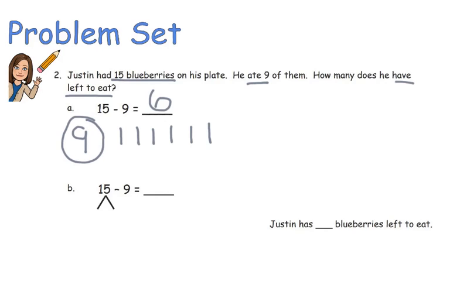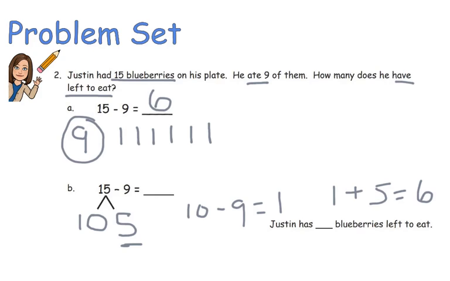How are we doing so far, okay? All right, now we're going to try our making a 10 group strategy. So one part of our number bond is going to be 10. What's the other part? 10 and what make 15? 10 and 5. Very good. Oops, sorry. We're not going to do 9. We're going to do 10 minus 9. We know that equals 1. And we're going to do 1 plus the other part, 5, equals 6. So again, our answer is 6.